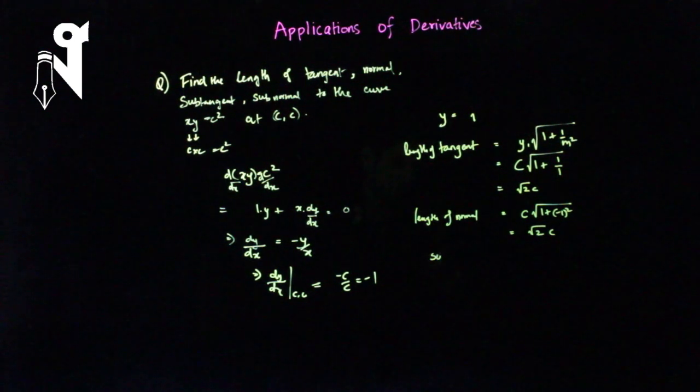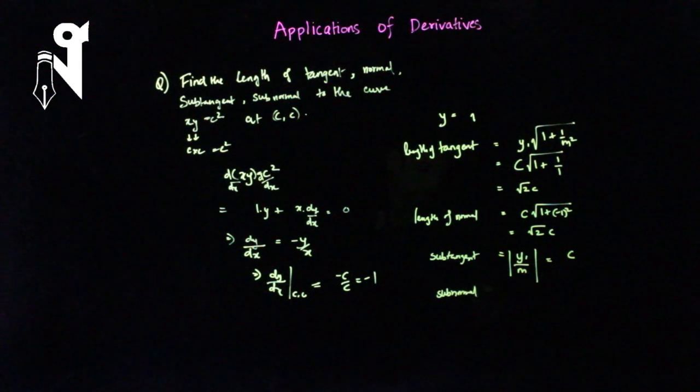And subtangent is just y1 by m mod. The minus sign that was there does not matter actually. I can put a minus sign also, but since it's a mod, the sign won't matter, which is just c. And subnormal, which is equal to m y1, that will also be c. So the four values are root 2c, root 2c, c and c.